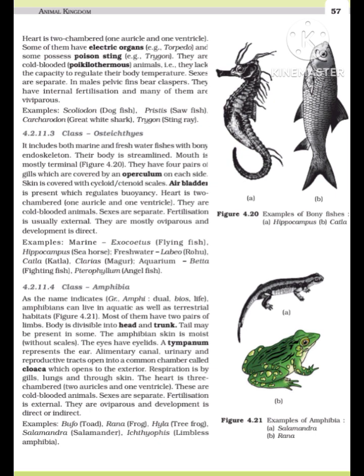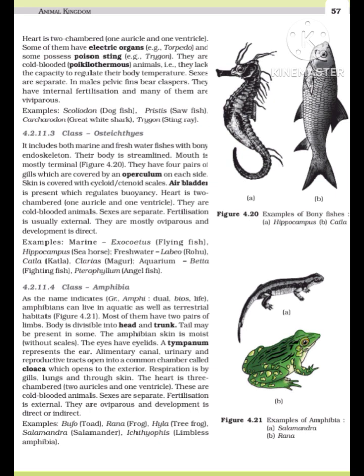Class Osteichthyes. It includes both marine and freshwater fishes with bony endoskeleton. Their body is streamlined. Mouth is mostly terminal. They have 4 pairs of gills which are covered by an operculum on each side. Skin is covered with cycloid/ctenoid scales. Air bladder is present which regulates buoyancy. Heart is two-chambered, one auricle and one ventricle. They are cold-blooded animals. Sexes are separate. Fertilization is usually external. They are mostly oviparous and development is direct.